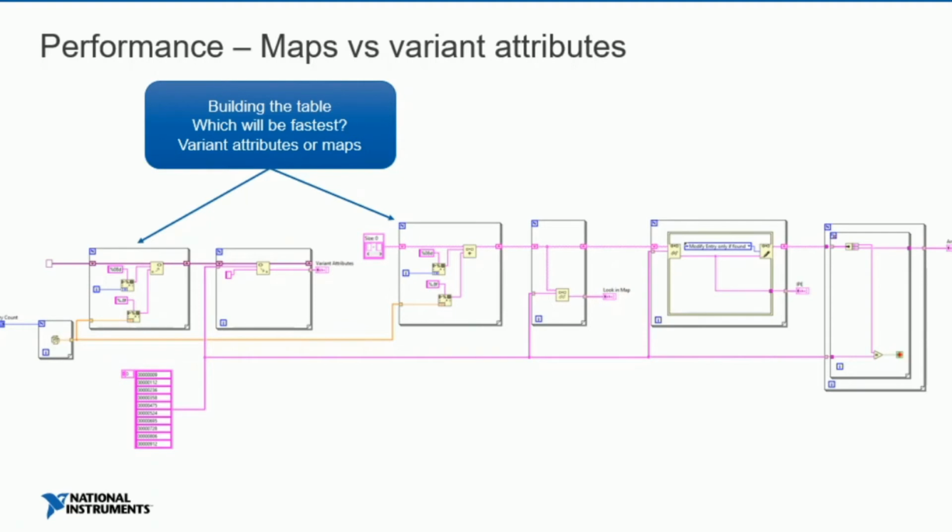Now I'm doing exactly the same thing here. I'm putting the same values in, and then I'm using the lookup map and then the in-place element structure, and then convert to an array to get those values out. So first of all, in terms of building the table, does anyone think variant attributes is going to be faster or maps faster?